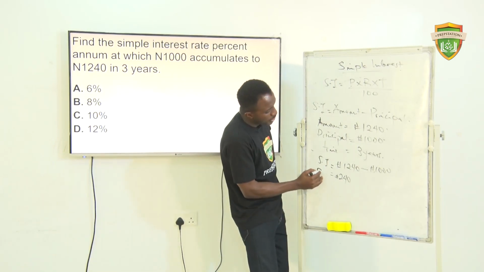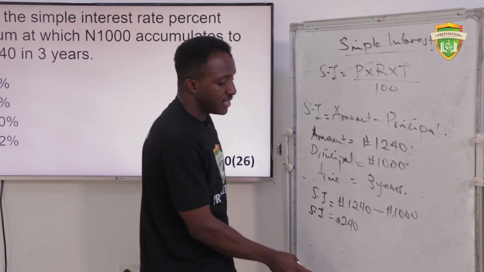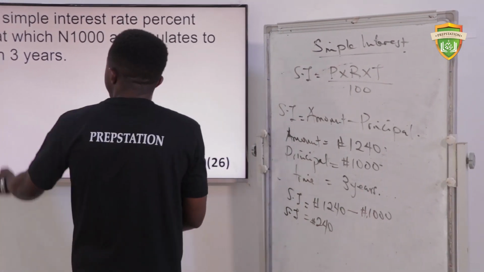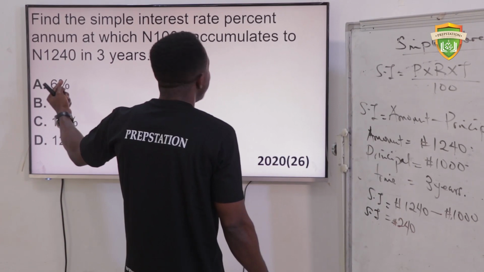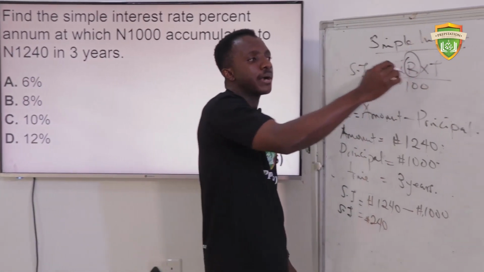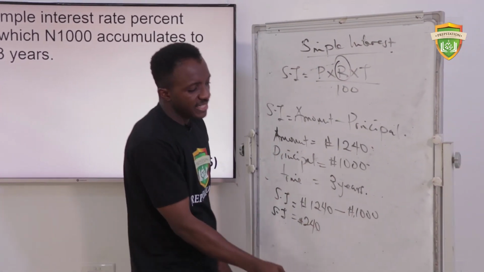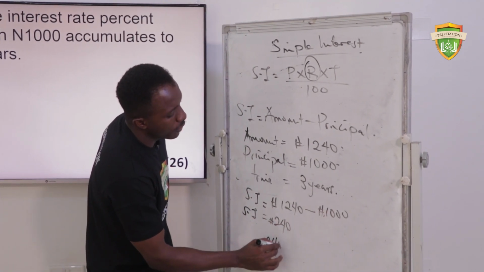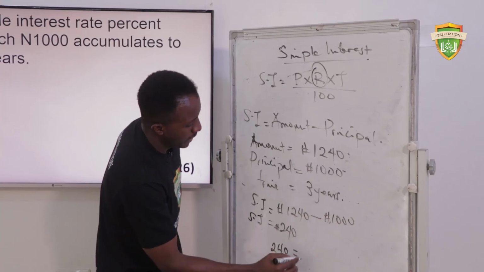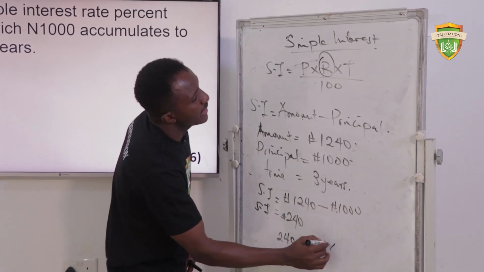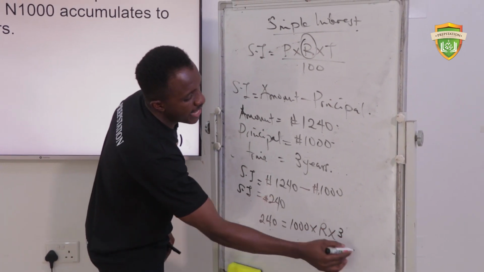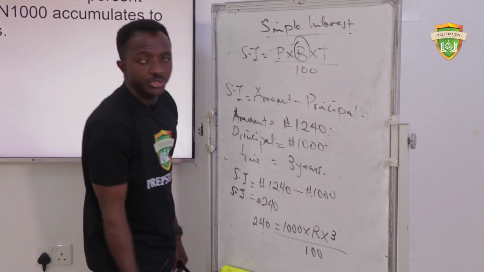So the simple interest is 240. So we have all that we need for this formula. Remember, what we expected to find is the rate, which is the R. Now we can put all these things into the equation. The simple interest is 240. The principal is 1,000. Don't forget. The rate we don't have. The time is 3 years, over 100.